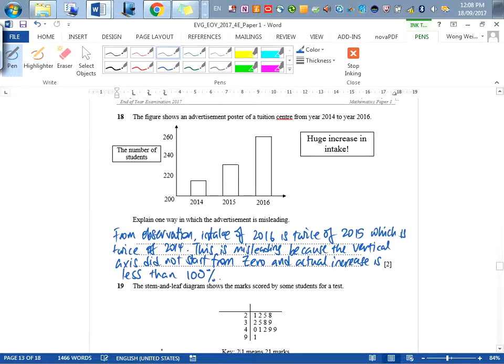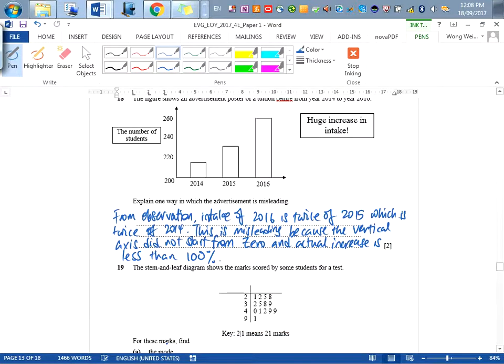Okay, so how do we mark this question? I want to see an observation. Tell me what is misleading about it. Based on observation only, then give an explanation based on what feature is misleading. In this case, the vertical axis did not start from 0. And that actually exaggerated the increase. If we had started from 0, the increase would have been visibly different.